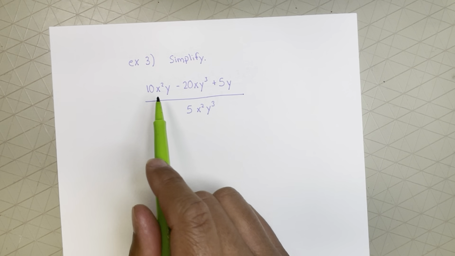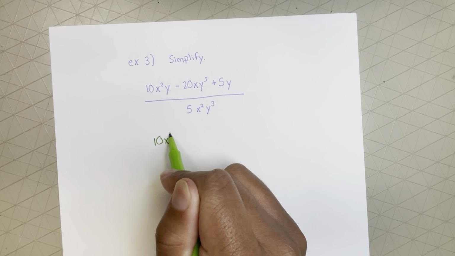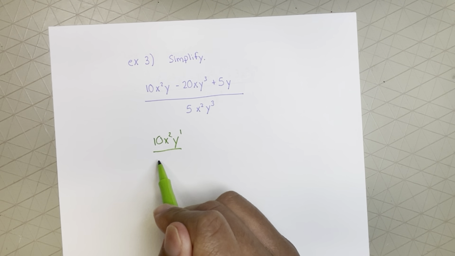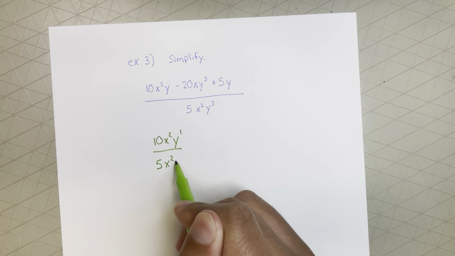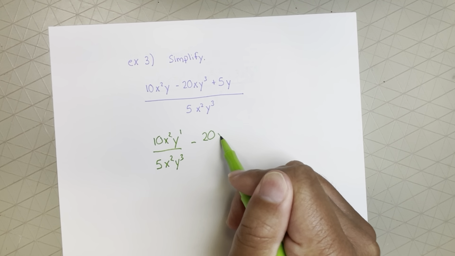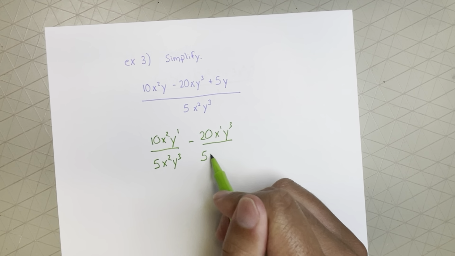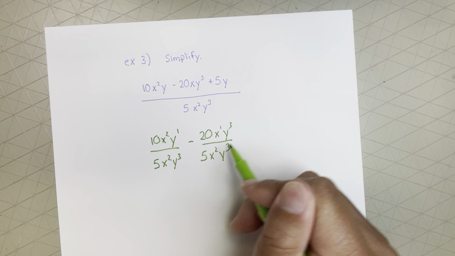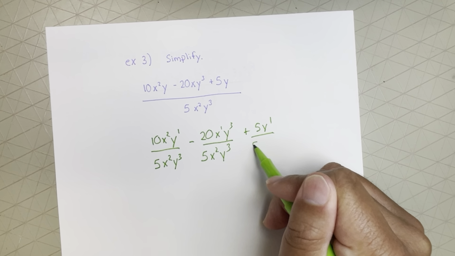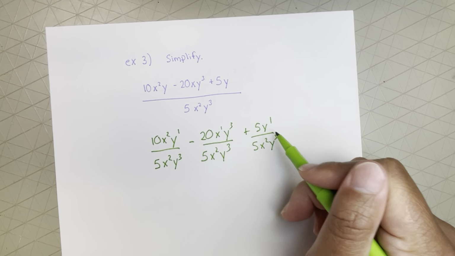So in this question, you have 3 terms on top, so I'm going to separate this into 3 individual fractions. But notice that this y doesn't have an exponent, so I'm going to put a 1. The bottom is perfect, 5x squared y cubed. On top, it's going to be 20x to the 1, y to the 3, over 5x squared y cubed. And the last one is going to be 5y to the first, because it doesn't have an exponent, over 5x squared y cubed. Remember, it doesn't have an x in this, so it's kind of strange, but it's okay.